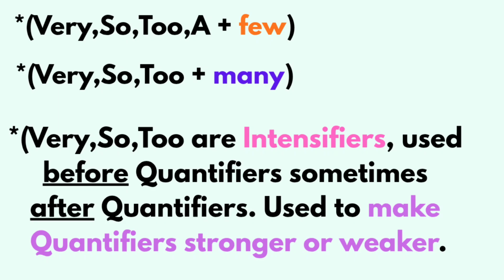I already told you, for countable nouns and uncountable nouns we have separate quantifiers. Before quantifiers we use these intensifiers. So why do we use intensifiers? What is the use of them? Even if you don't use intensifiers, that is completely fine. You don't have to use intensifiers. But if you want to make quantifiers stronger or weaker, then use intensifiers. We'll discuss examples to understand, okay? Then you will be able to know when to use intensifiers and why. We'll get into examples first.